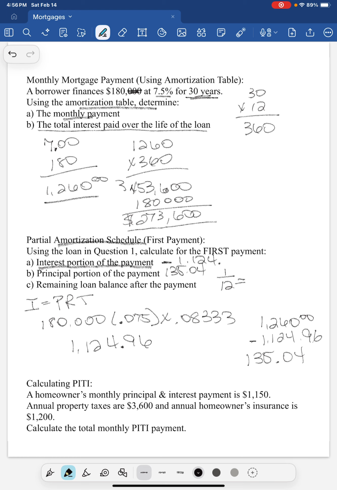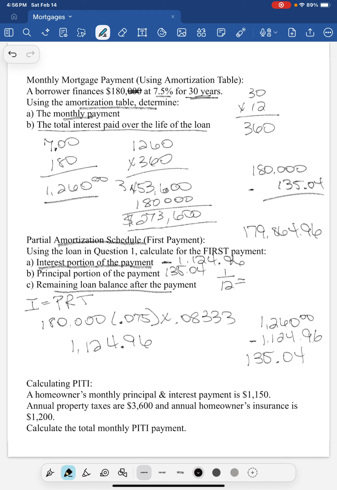Studying this can really make you discouraged, but it's okay. Y'all hang in there. So the remaining loan balance after the payment is just going to be your starting principal minus that little piddling amount that came off of it. So your new remaining loan balance after this payment is $180,000 minus $135.04. And you still owe $179,864.96.